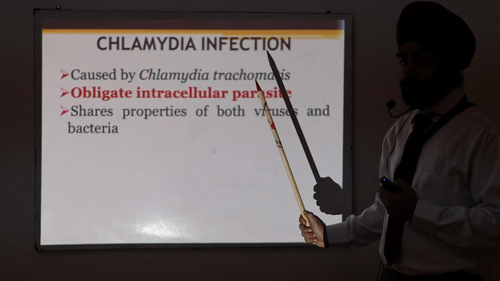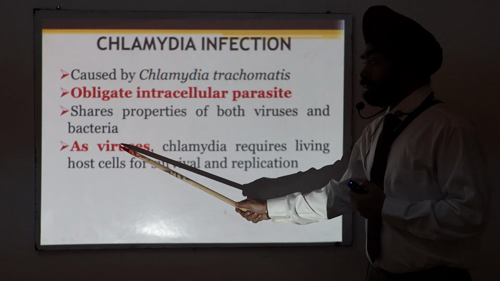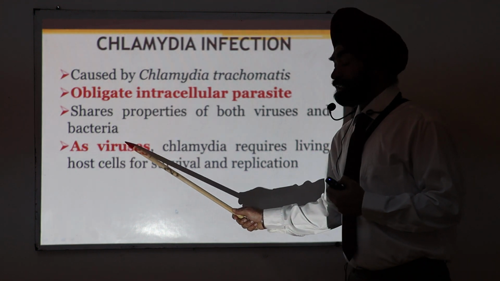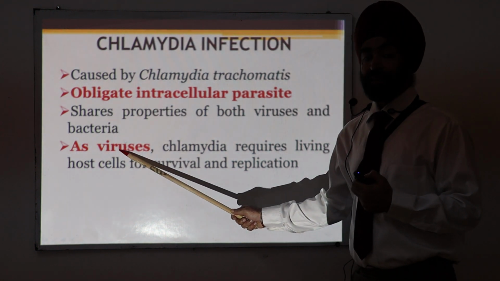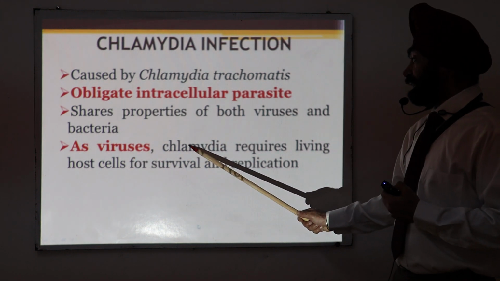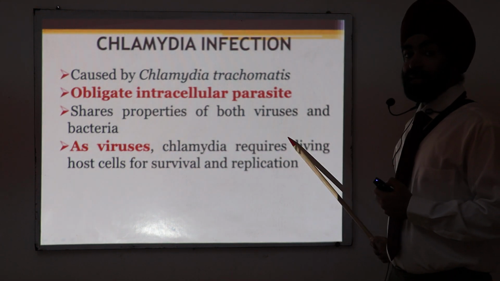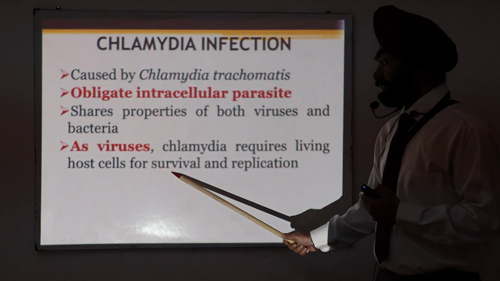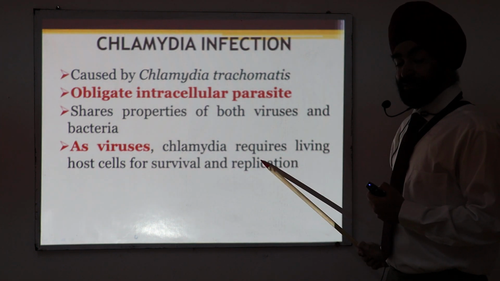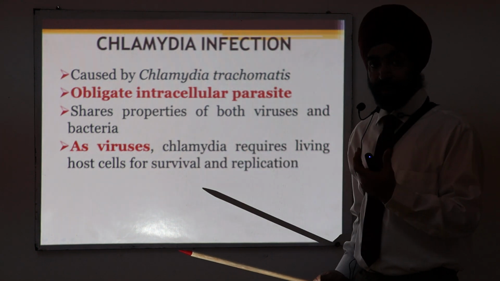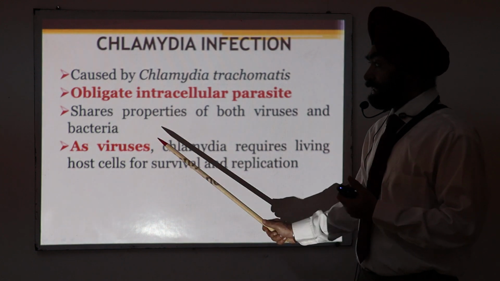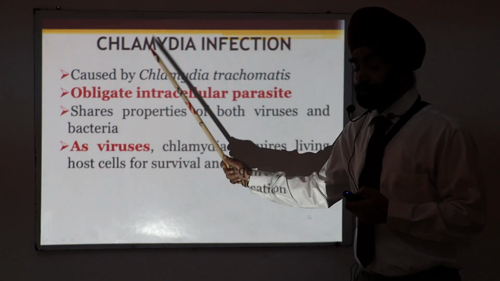So it has both properties, as I will discuss. If you discuss viruses, what is the property of viruses? You know, viruses are parasites. Similarly, chlamydia also needs some living cell for survival and replication. If this living cell is not available, it cannot survive. That is why it is called obligate.